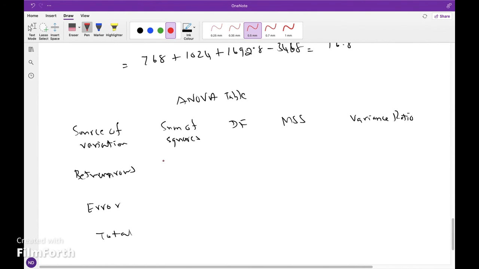The sums of squares are 16.8 between rows, here 67.2 for error, then 84 total. Degrees of freedom are 2, 9, 11. Mean square is 8.4 for rows, and error mean square is 7.47. The variance ratio F is equal to 8.4 divided by 7.47, and that value is 1.13.